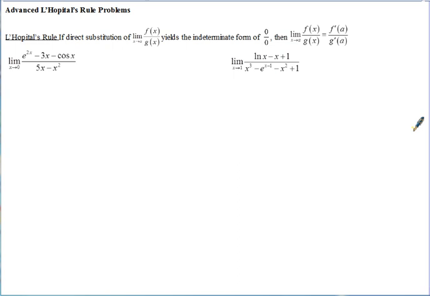These are the notes for AP Calculus on the topics of advanced L'Hopital rule problems and advanced disguised derivative problems. So let's refresh our memory on what L'Hopital's rule is.